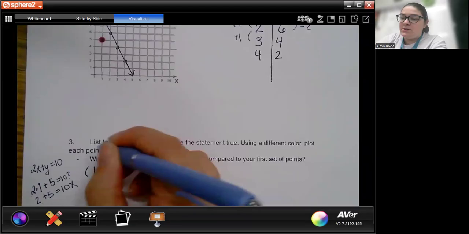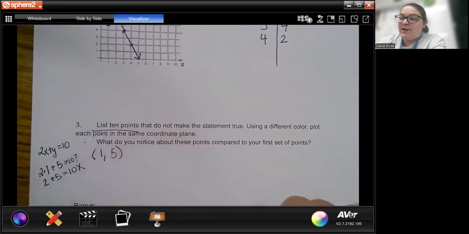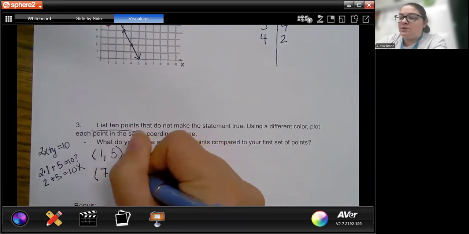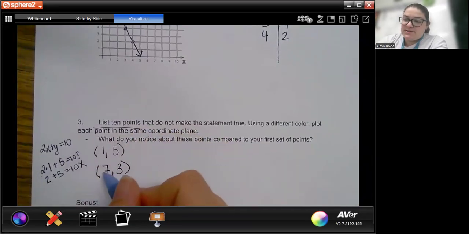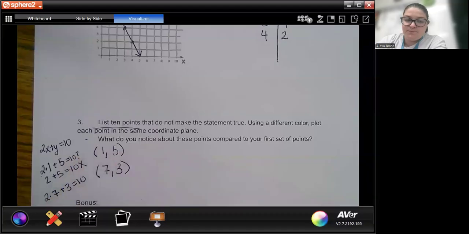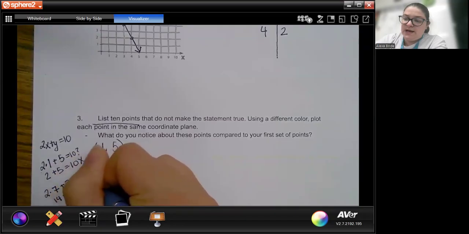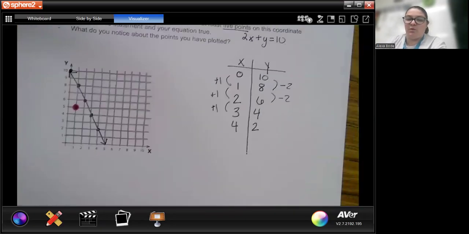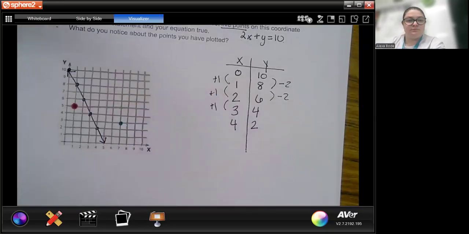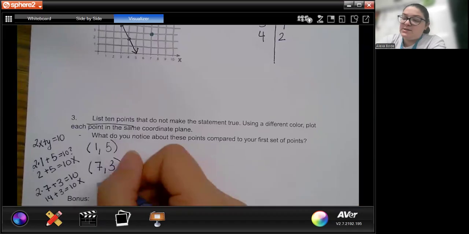Another point, this says to list at least 10 points, so I'm only going to do 1 or 2 more with you guys, and you'll do the rest. Another point that wouldn't work would be if I did 7, 3. If I put 7 in for x, so 2 times 7 plus 3, does that equal 10? 2 times 7 is 14, plus 3 does not equal 10. So 7, 3 does not work. I'm going to plot that over here, 7 up 3. I'm going to do one more with you. You will do the rest.